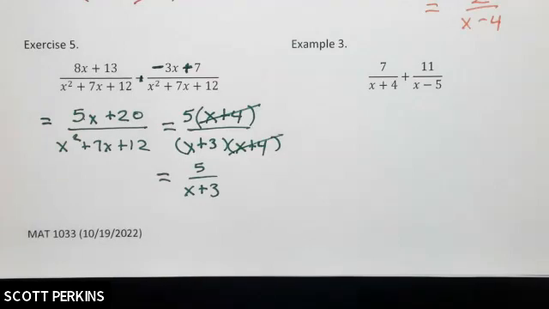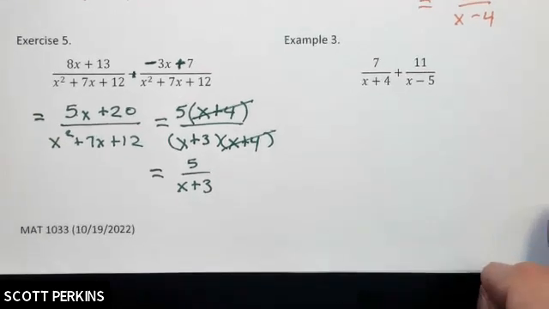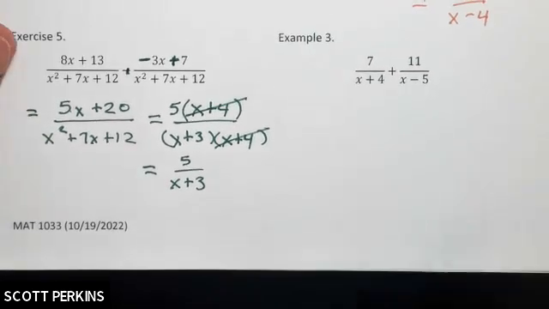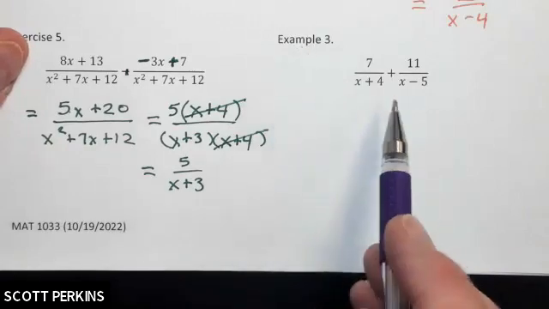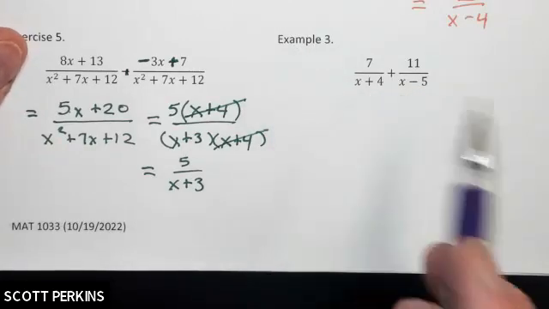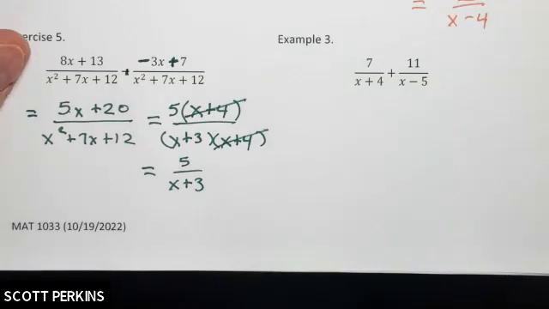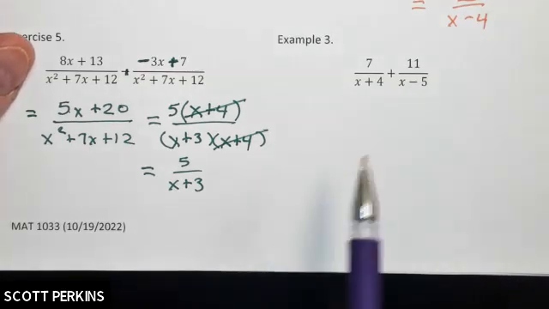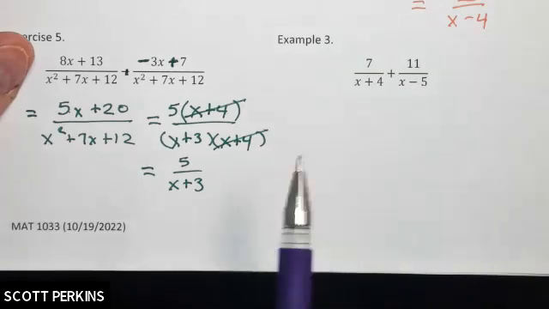Actually, in my opinion, finding common denominator in algebraic fractions is a little more straightforward than doing it for numeric fractions. That's my opinion. I think this process is a little more streamlined. You might feel differently about it. So I've got this problem right here, example 3. I've got 7 over x plus 4 plus 11 over x minus 5. Can we all agree that those denominators are different? Yes. Okay, so I've got how many different factors in my denominators here?